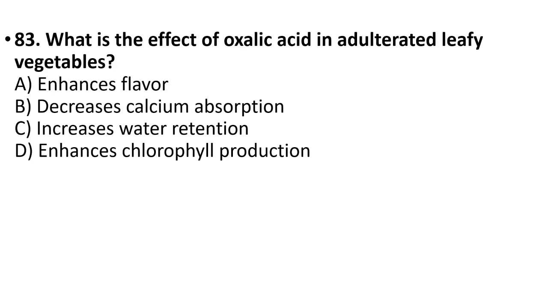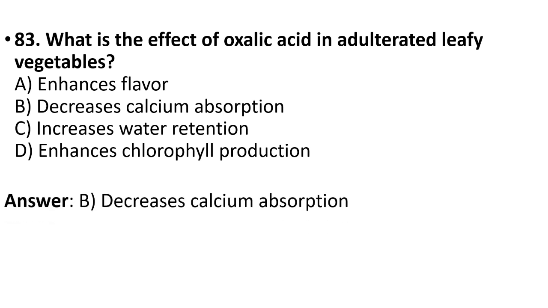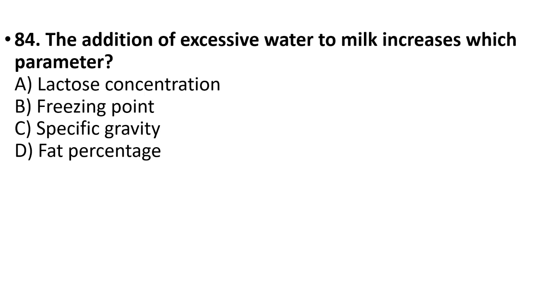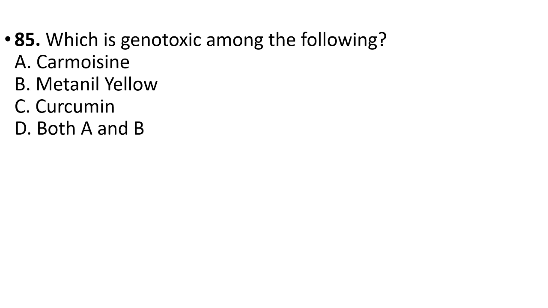83. What is the effect of oxalic acid in adulterated leaf vegetables? Enhances flavor, decreases calcium absorption, increases water retention, enhances chlorophyll production. Your answer is option B. Decreases calcium absorption. 84. The addition of excessive water to milk increases which parameter? Lactose concentration, freezing point, specific gravity, fat percentage. Your answer is option B. Freezing point. 85. Which is genotoxic among the following? Carmoisin, metanyl yellow, curcumin, both A and B. Your answer is both A and B.